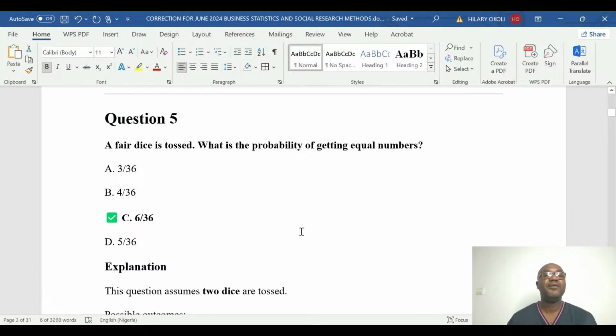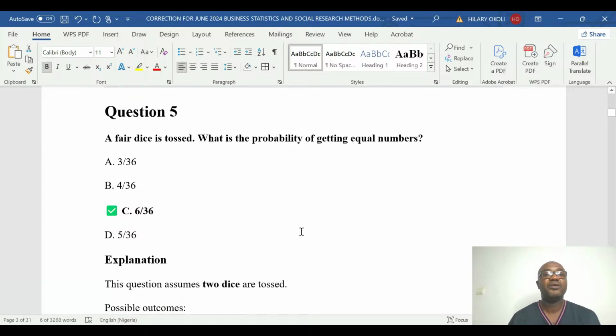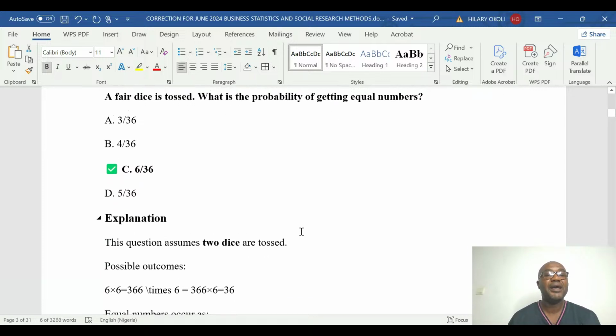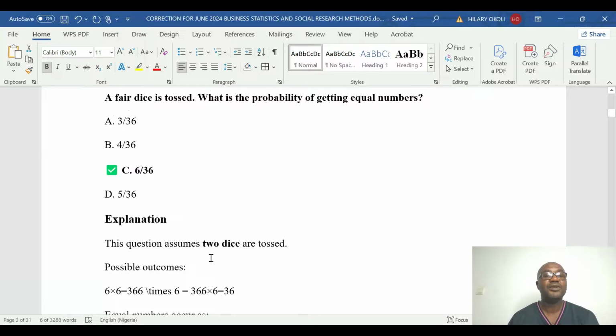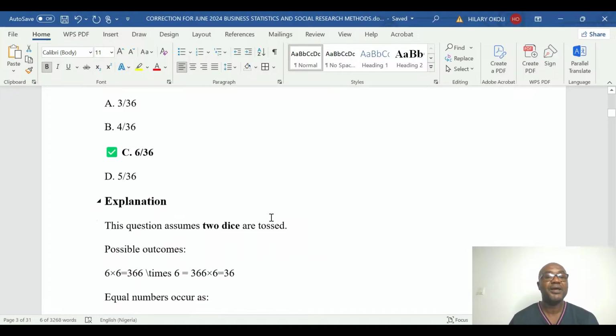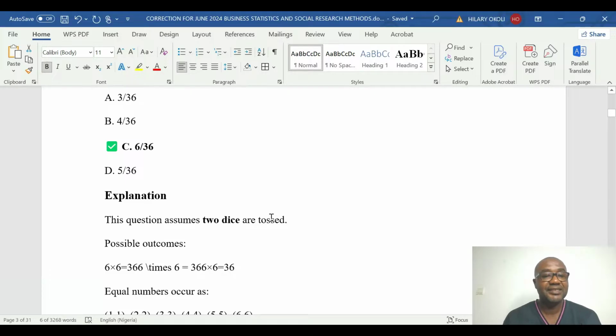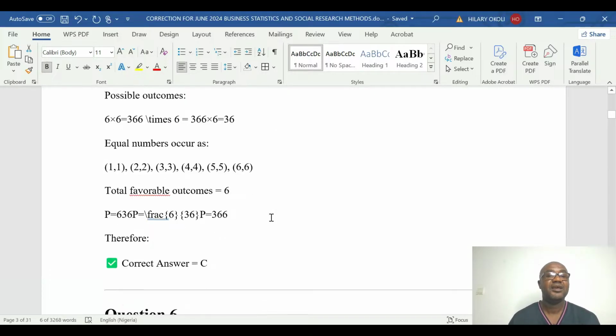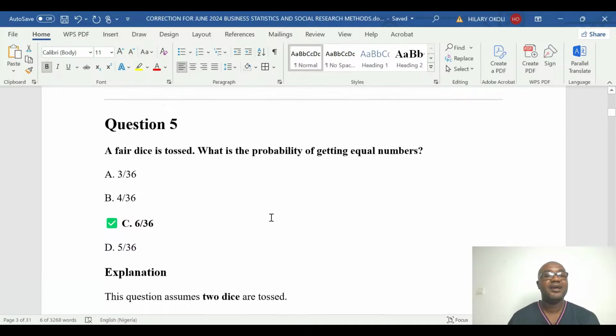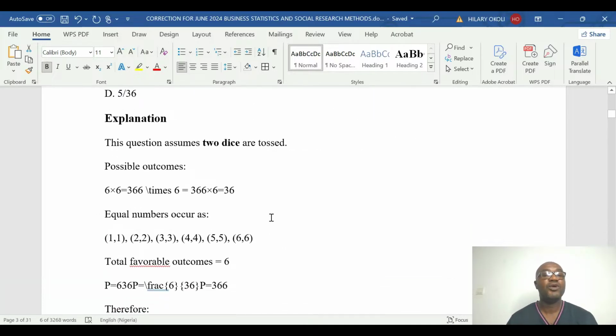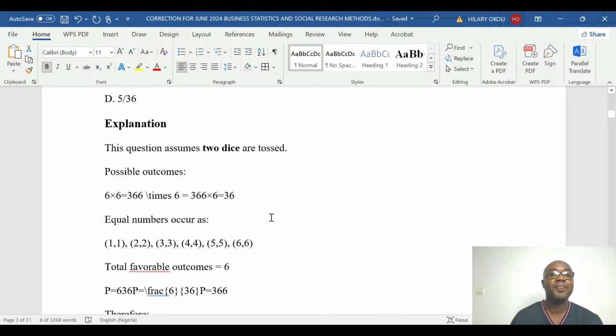Okay, so a fair die is tossed. What is the probability of getting an equal number? The probability of getting an equal number, assume two dice are tossed. Yes, this is used to play Ludo. So the probability of getting an equal number is 6/36. C is the answer. I don't know how this can come under question, how to illustrate this for your understanding, but it goes this way.